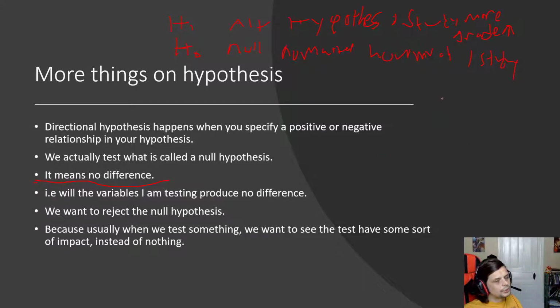And for every hypothesis you write, you have to make a null hypothesis. All the null ever is, is no impact: variable x, or my independent variable, does not influence my dependent variable. So the variables I am testing produce no difference. And we want to reject the null hypothesis. We always want to reject this for our hypothesis, because if we reject the null, that means there is good evidence saying that our alt is correct. Basically, when we test something, we want to see the test have some sort of impact instead of nothing. Nothing is not what we want to see.